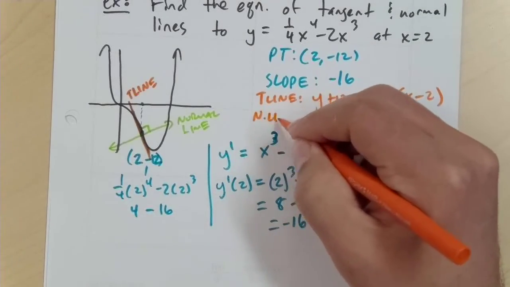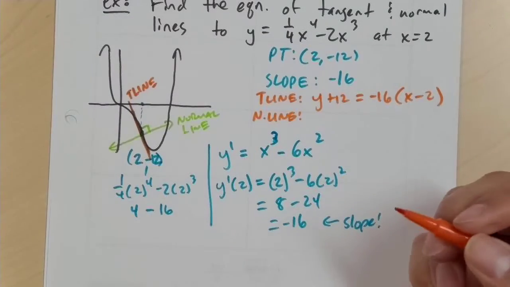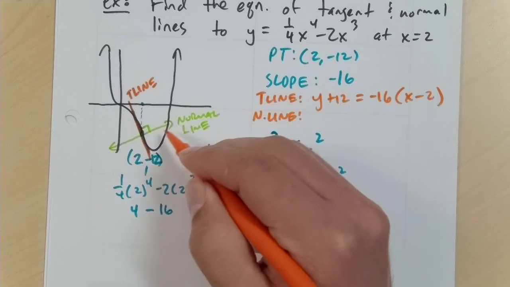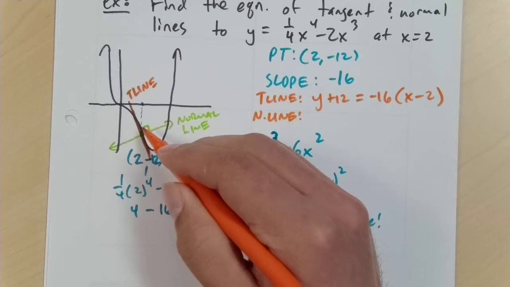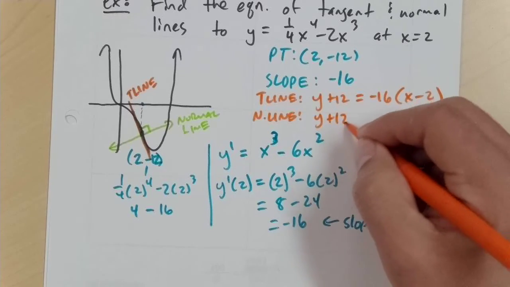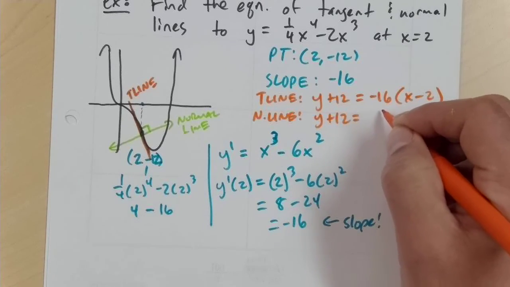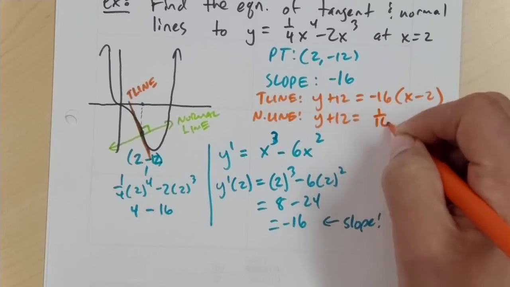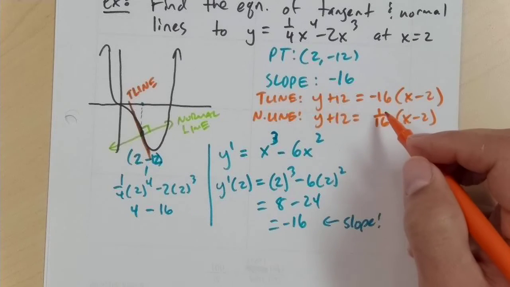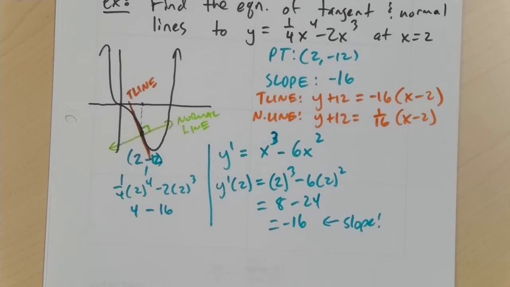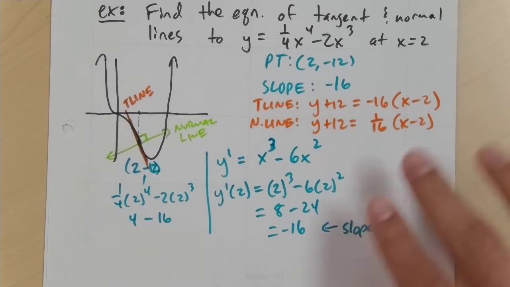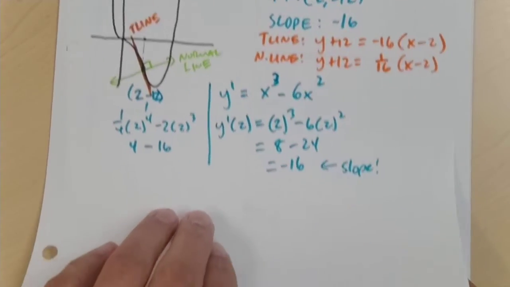And now for the normal line, you don't have to do any work. You just have to remember that if it's perpendicular, then the slopes are opposite and reciprocal, right? So if the slope here is negative 16, then the slope for the normal line will be the reciprocal and opposite. So 1 over 16, times (x minus 2). Nothing else changes except for the slope. All right? So that's a little bit of information about normal lines, and that's really all you need to know. So you should be good to go with that.